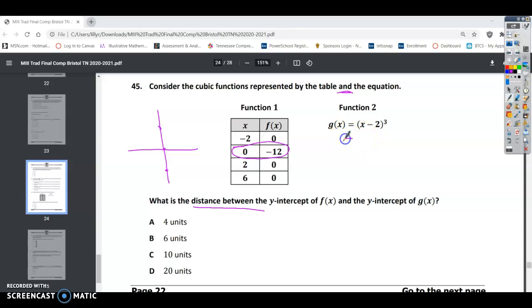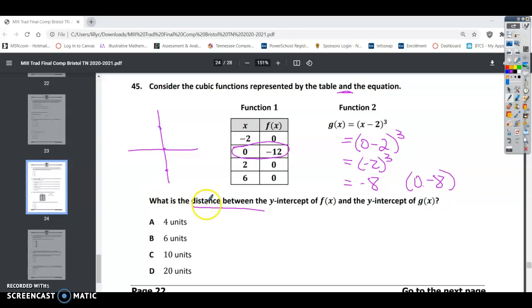Well, we simply plug in 0 and then solve. All right, so 0 minus 2 is negative 2. And negative 2 to the third power is negative 8. All right, so our y-intercept here would be 0, negative 8.